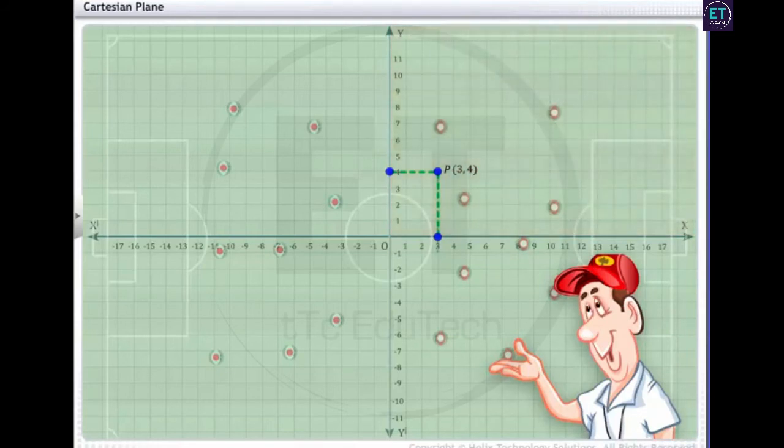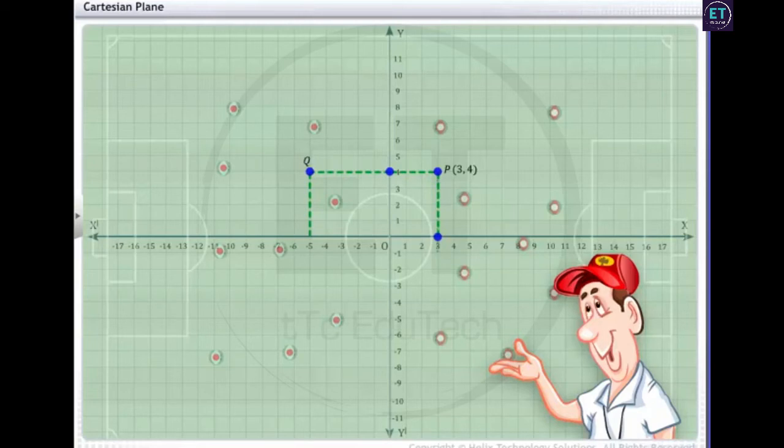You can use this method to determine the coordinates of any point when you're presented with data in graphic form. For example, the coach places another player Q on the field. To determine the position of player Q, draw perpendicular lines from point Q to the X and Y axis.